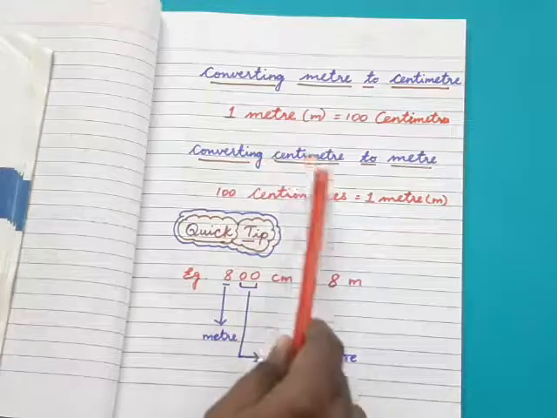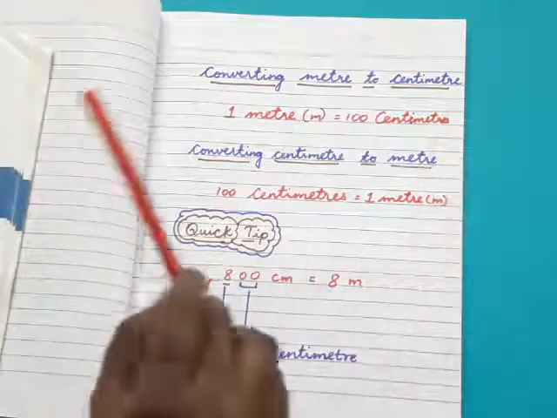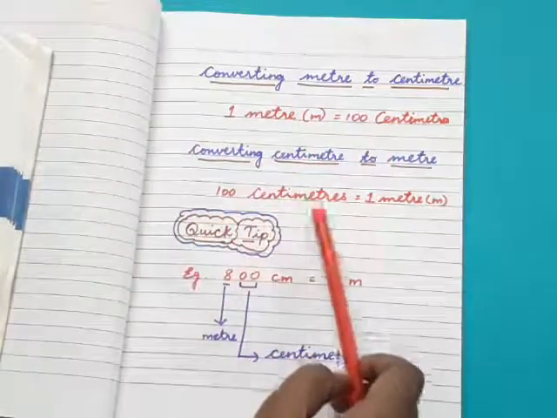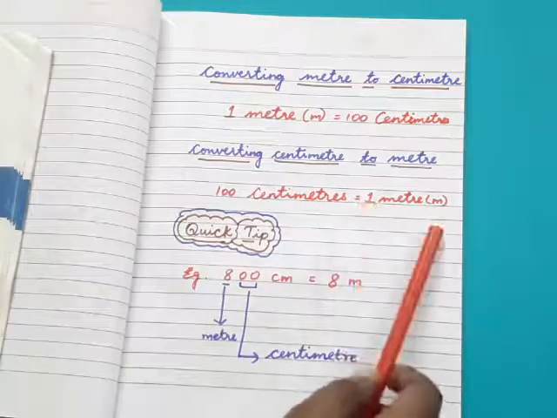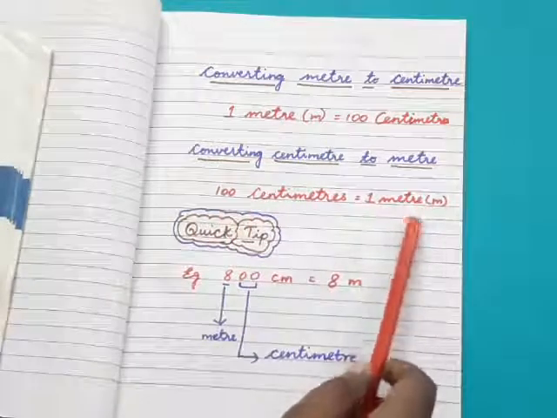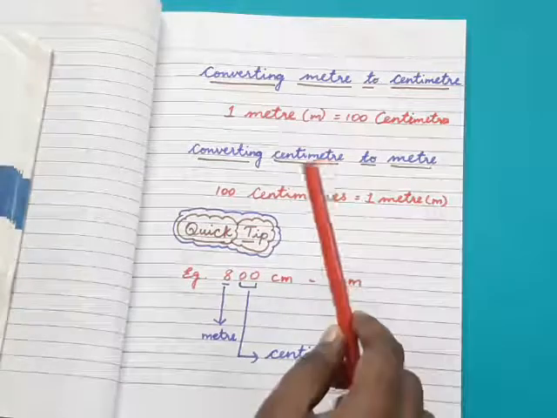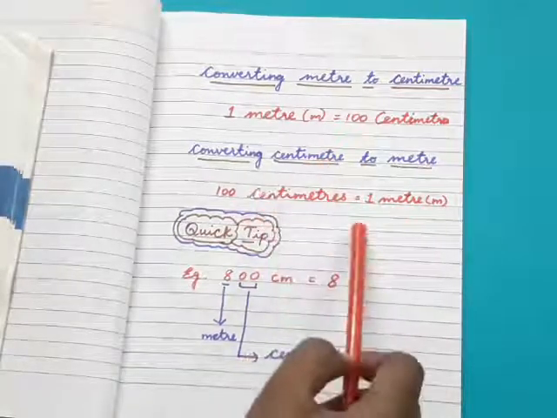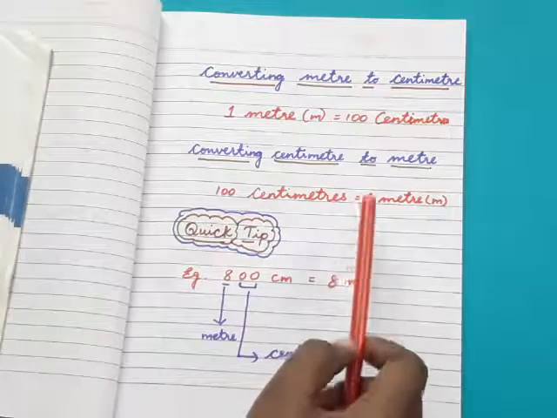For converting centimeter to meter, what formula are you going to use? 100 centimeter equals 1 meter. Children, this will be very easy if you keep these formulas in your mind.